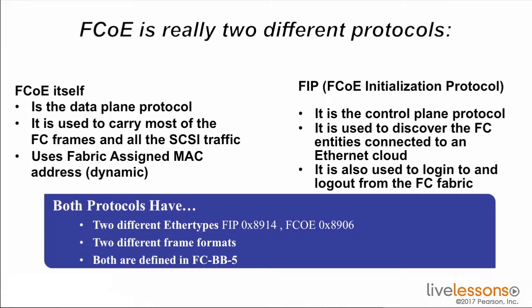FCoE is really made up of two different protocols. There's the FIP protocol, or the FCoE Initialization Protocol, and that's mainly used to discover different Fibre Channel entities and allow Fibre Channel over Ethernet to log into the fabric. And then there's the FCoE protocol itself. This is really the data plane protocol, and it's used to carry most of the Fibre Channel frames and all of the SCSI traffic.